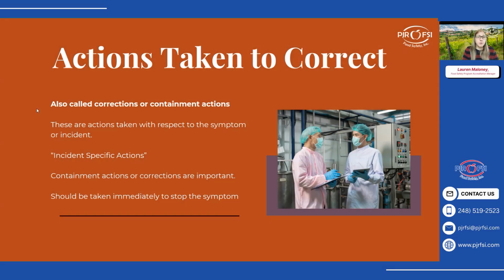Okay, so the first step in the process after identifying the nonconformity is the action taken to correct. This is also called a correction or containment action. This is something that can be taken right away to stop that problem. So they're incident specific to fix that one identified problem in the nonconformity. They're very important. They should be taken immediately. They usually can be taken immediately in order to stop that identified problem right then.